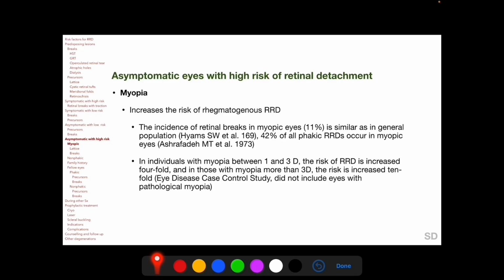As we have discussed earlier in this session, factors which increase the risk of RRD in both asymptomatic and symptomatic eyes include myopia, history of cataract surgery, family history of RRD, and history of RRD in the contralateral eye. Although the incidence of retinal breaks in myopic eyes has been found to be similar to the general population, 42% of all phakic RRDs have been found to occur in myopic eyes, and the risk of RRD has been found to increase with the degree of myopia, but individuals with myopia as low as 1 diopter have also been found to have an increased risk of RRD.